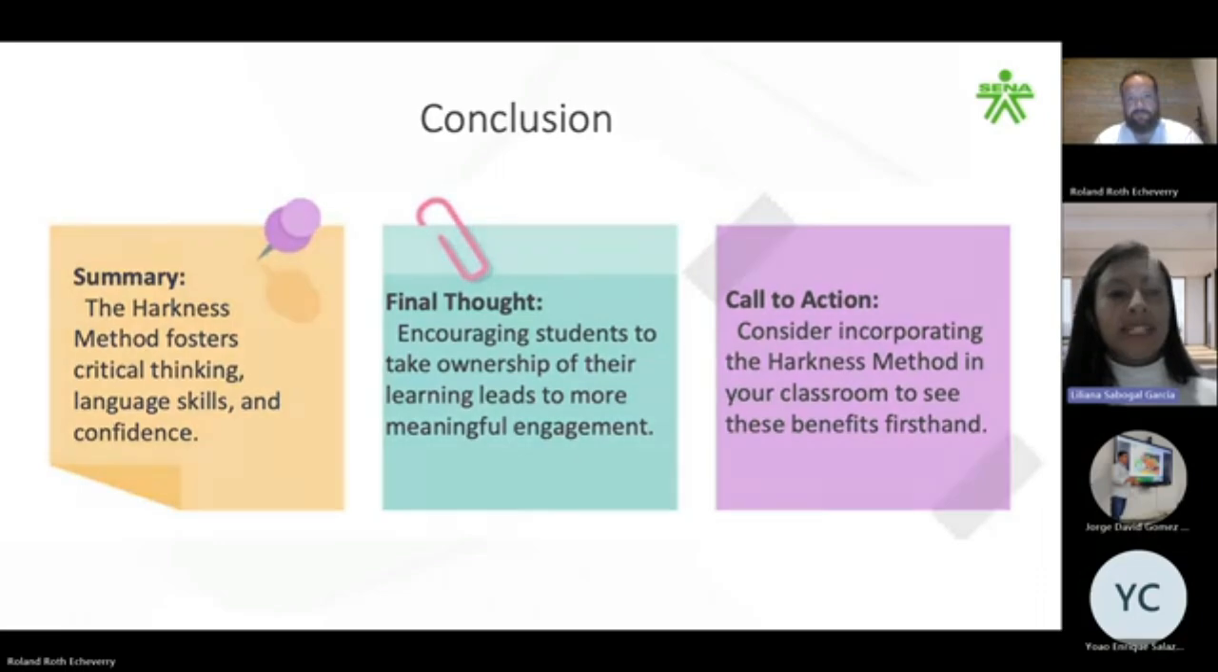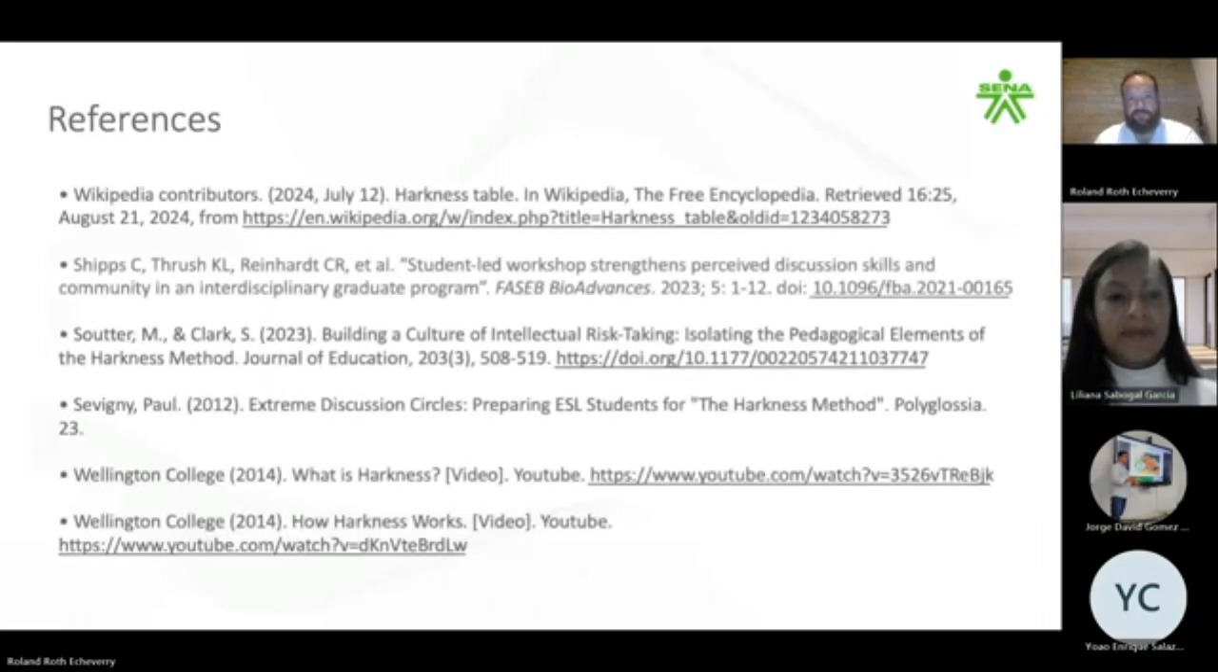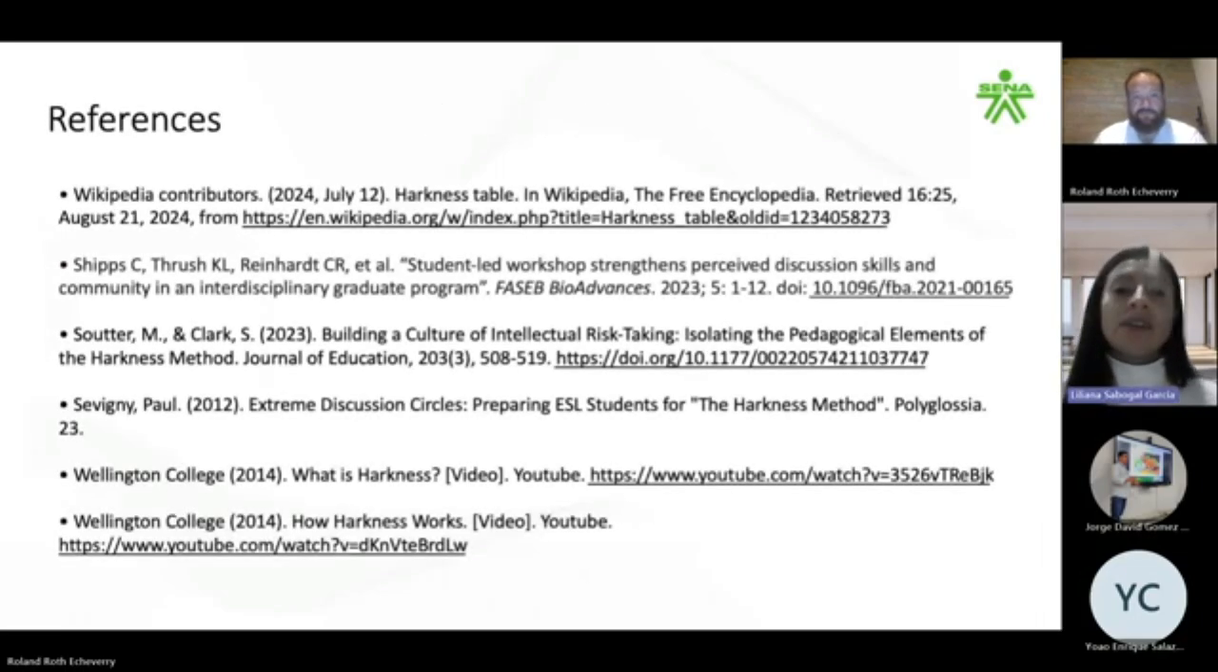Next, please. So here you can see some of the references we have, or the sources we took the information from, if you want to search more about it.